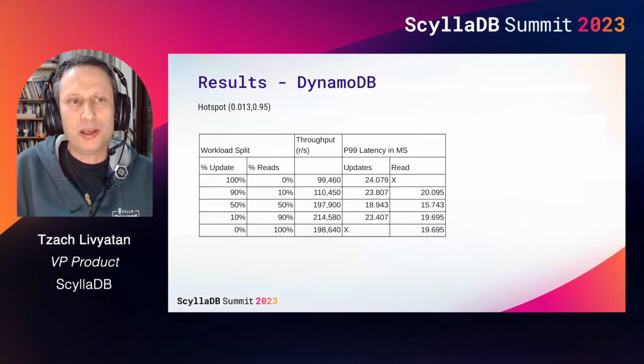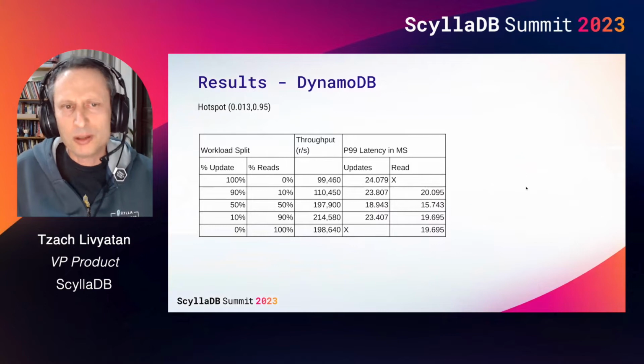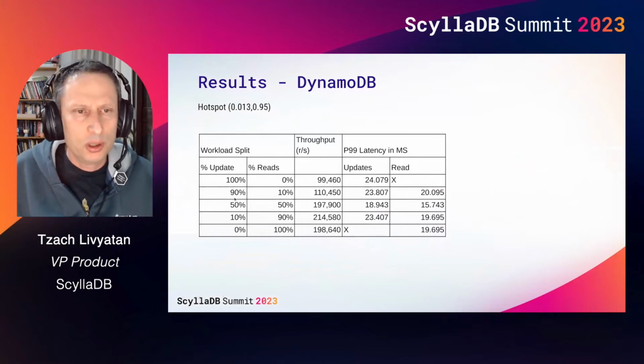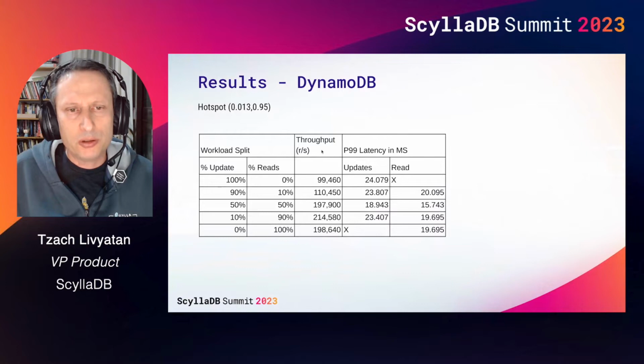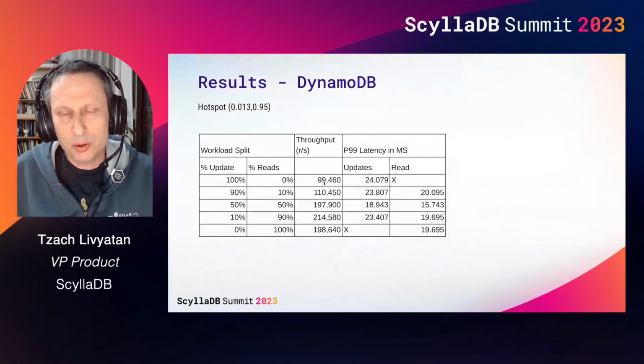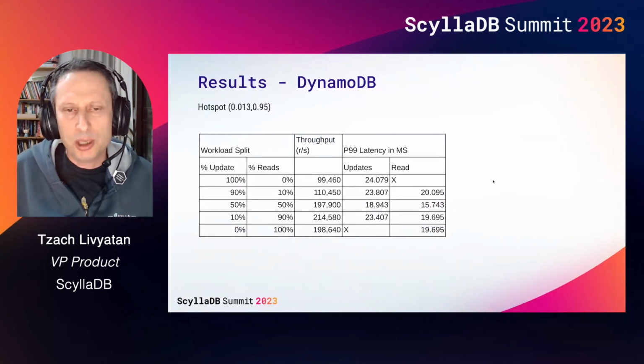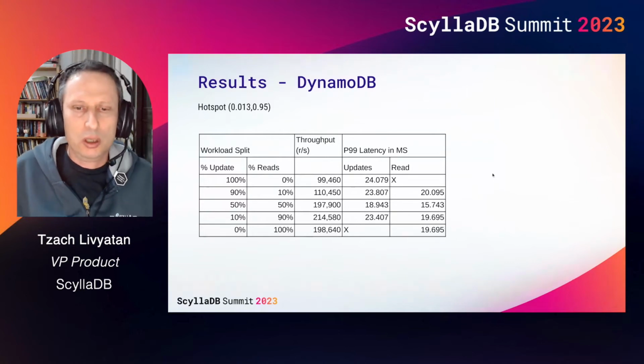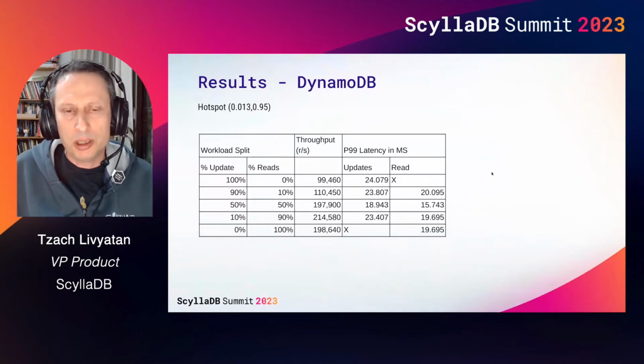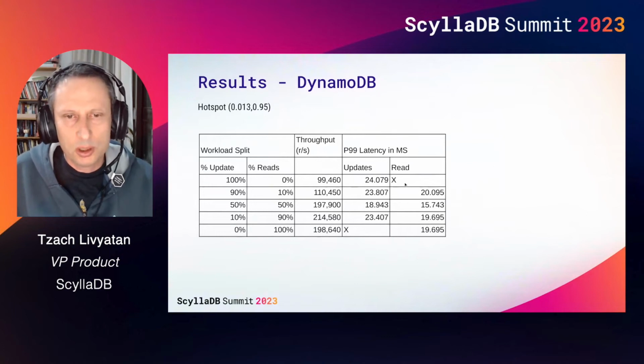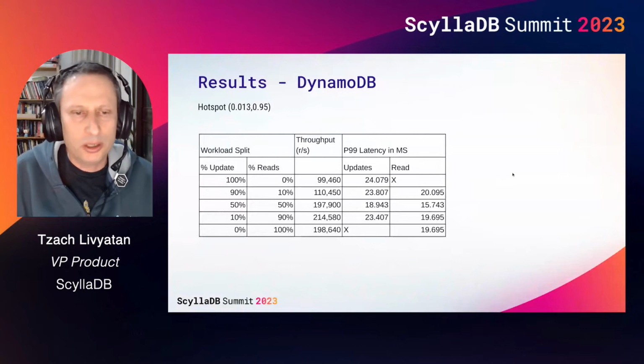So with DynamoDB, again, we tested with hotspot, the same hotspot distribution, the same loader, and a different ratio of updates and reads. And as you can see here, let's ignore the throughput for a minute and focus on the latency. As you can see here, the P99 latency is much higher. So if with Scylla it was below 10 milliseconds for all use cases, here it's above 20 for this distribution. With other distributions, it's even worse. By the way, the X here means that you have 0 read, so there is no read latency.